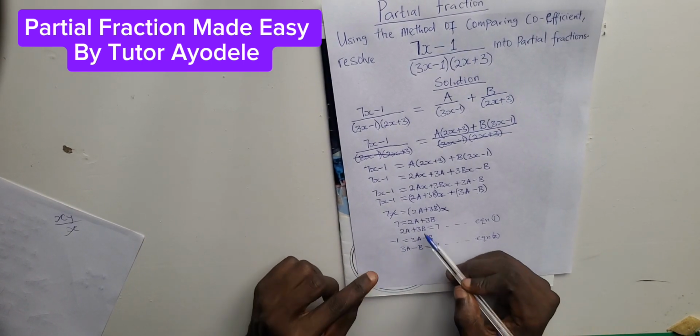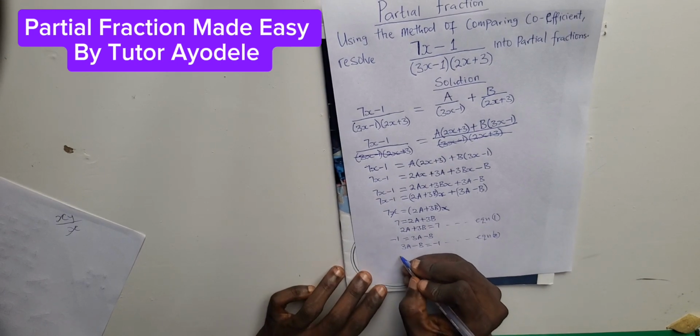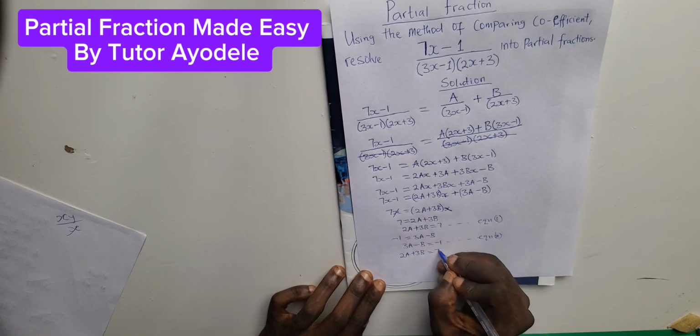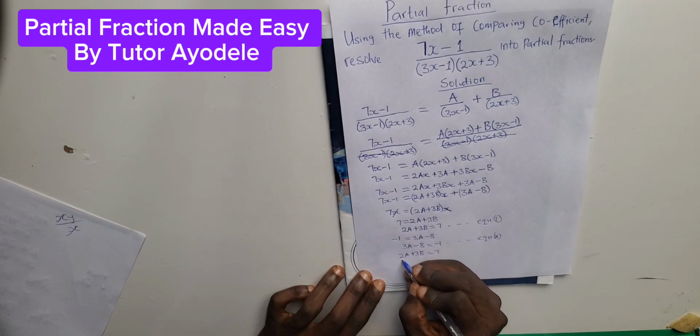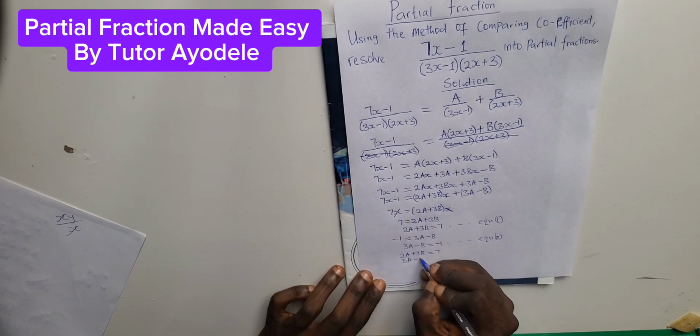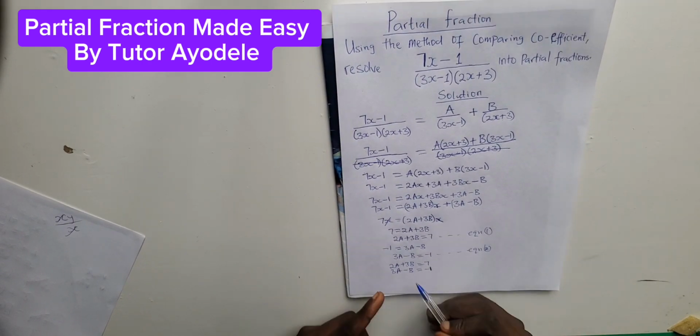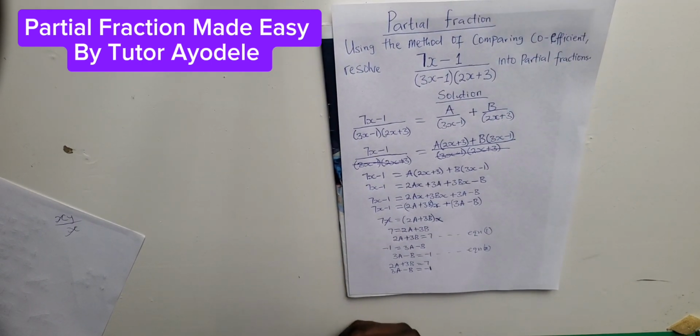So if I'm to bring equation 1 and equation 2 together, we have what? 2a plus 3b equals 7. And equation 2 is what? 3a minus b equals what? Minus 1. Now, we arrive at an equation called simultaneous equation.